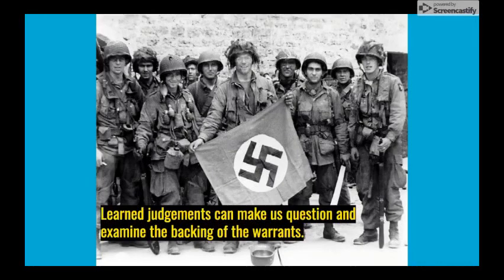Another example Hillocks gives us is that of Nazi Germany. Through this, he teaches that learned judgments can make us question and examine the backing of warrants. In Nazi Germany, children would have learned what behavior was acceptable and what was not. They would have learned that anyone who was not part of the Aryan race should be removed. But those judgments were not backed up. For this reason, many children joined the line of fighting without even questioning why they were doing it.